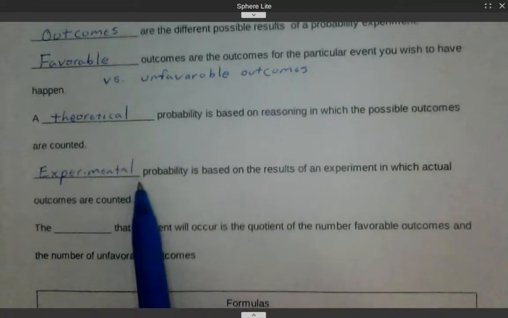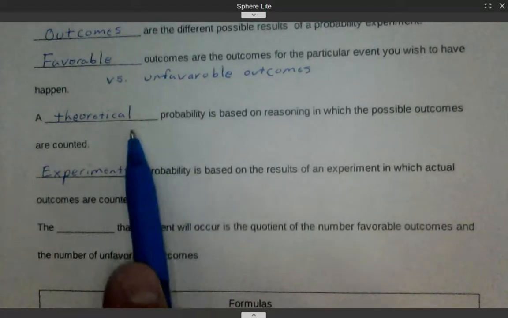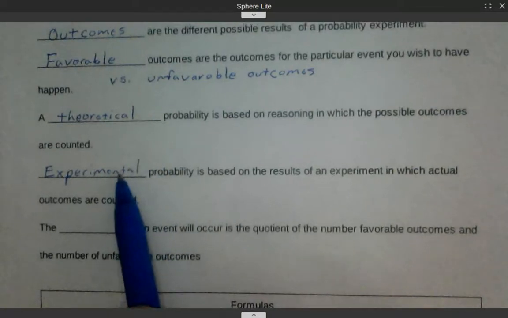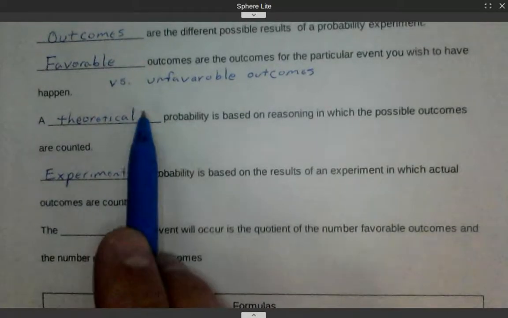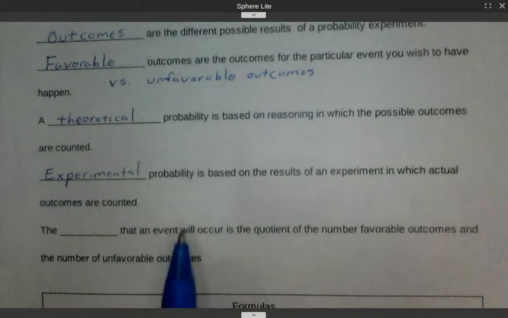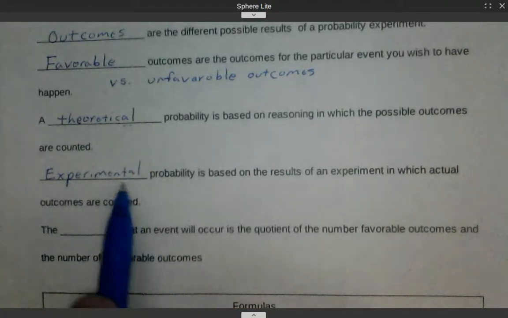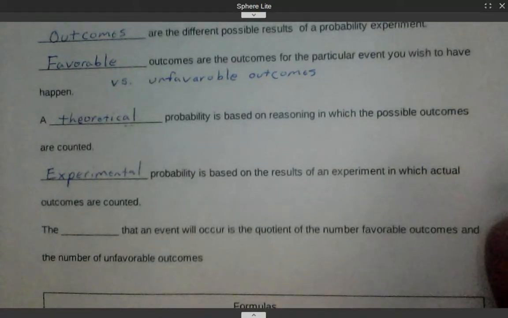Now, if we do the experimental, it's actually going to be the same thing. But if we do more coins, then what's going to happen is you might see that the experimental actually changes based upon the data that is collected. It might not always be the same as a theoretical. So for today, what we're going to be doing is looking a lot at the theoretical, but we want to know that the experimental is also a valid way to do probability.